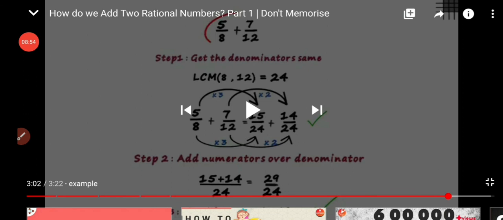So student, I think you have learned how to add two rational numbers if the denominator is same and if the denominator is different.